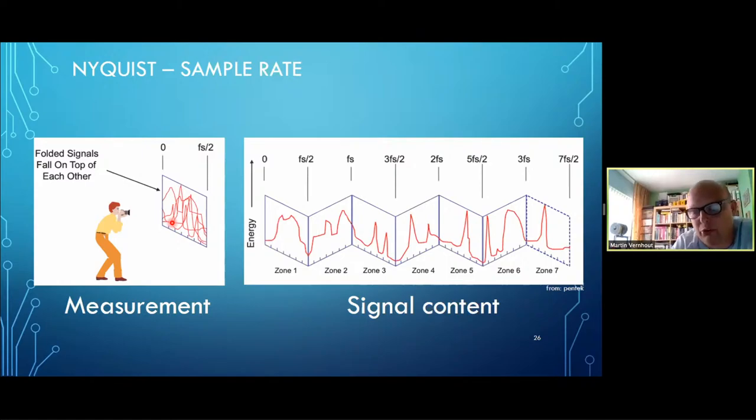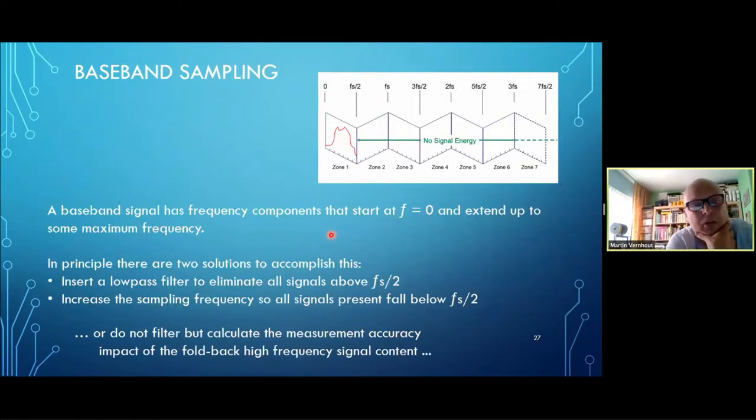So there is one simple solution. We need to get rid of all these higher frequency terms, and we do that by low-pass filtering, or we can change it by increasing the sample rate. So we call that first zone the baseband signal, and that has frequency components which start at DC, F is zero, and extend up to some maximum frequency. Two solutions, low-pass filtering and increasing the sample frequency. And if you do not filter, and you know that there is some aliasing to occur, you can basically estimate what your measurement resolution will suffer because of that aliasing effect. And if you then still say, I don't care, well, then that's your measurement. You take the penalty of aliasing signals getting back into the baseband part.